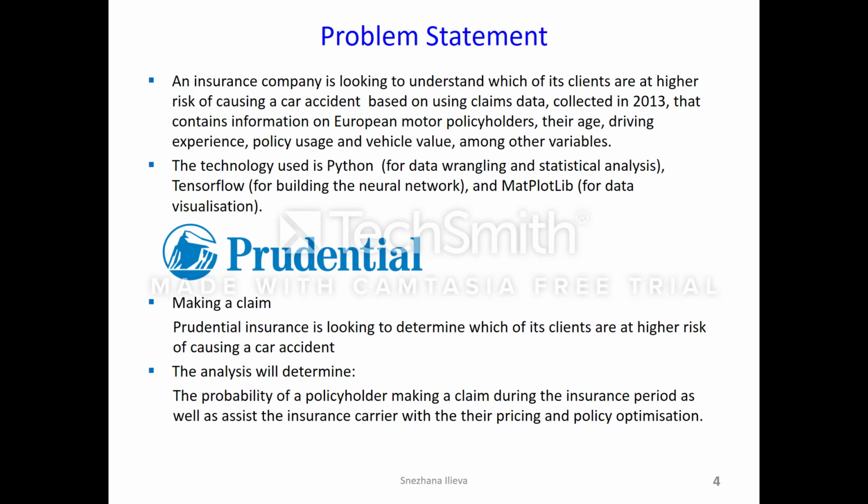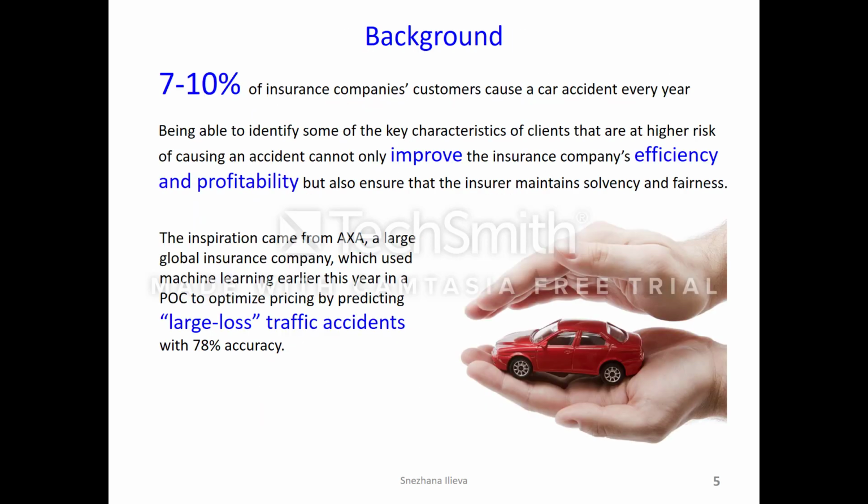The insurance data which I'm using comes from Prudential, which is one of the biggest motor insurers in the UK. The final outcome of this analysis would be to determine the probability of a policyholder making a claim during the insurance period, as well as assist the insurance carrier with their pricing and policy optimization.